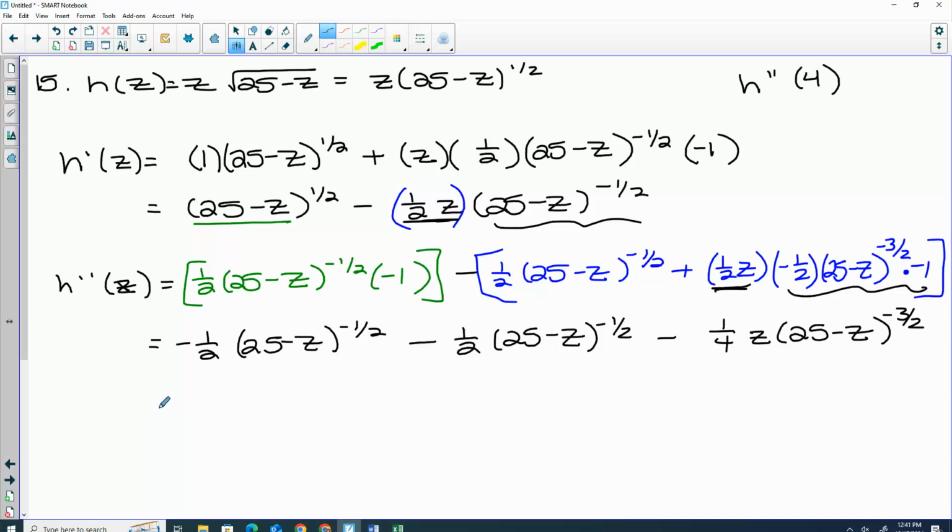So why would we put a bracket at the top? Why wouldn't it just go across? Because you're subtracting this whole term, so I put a bracket so you remembered you have to subtract off everything. So does that become negative 1? Yes, these are like terms, so negative 1/2 plus negative 1/2 is negative 1, times 25 minus z to the negative 1/2.